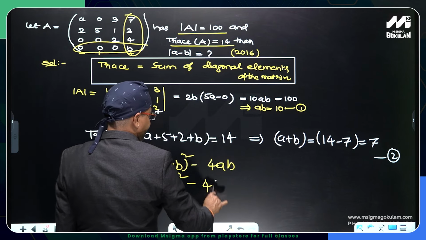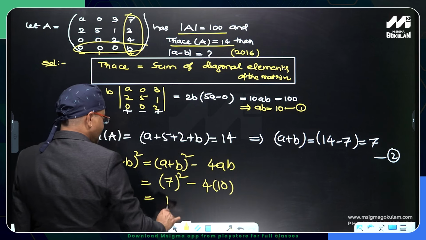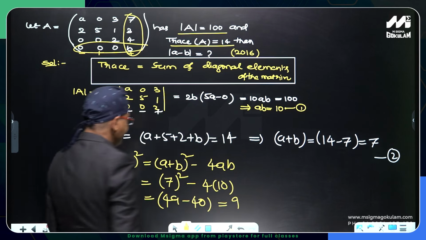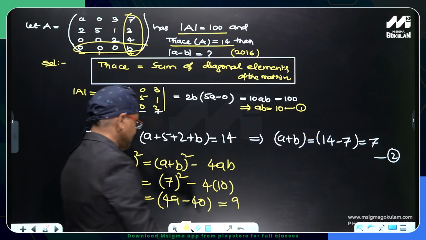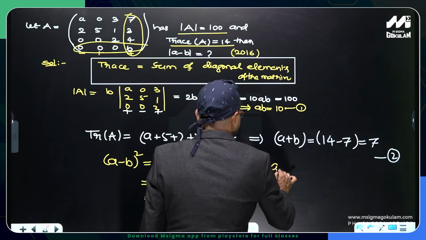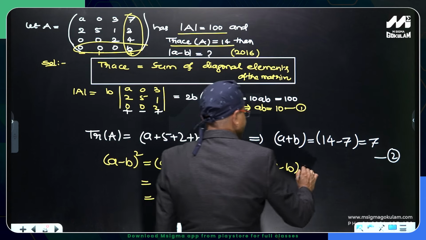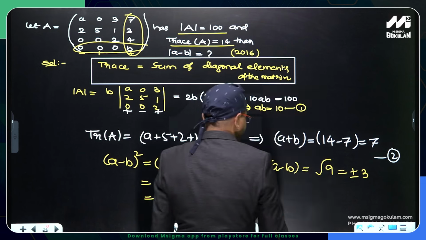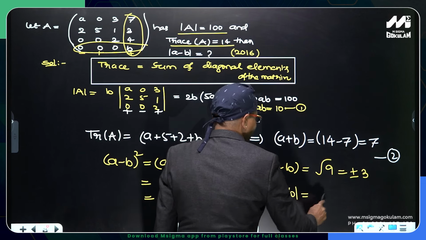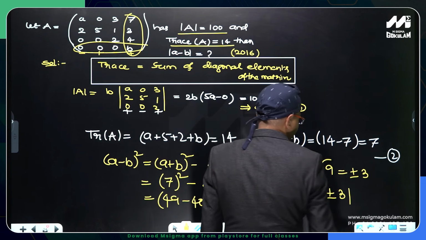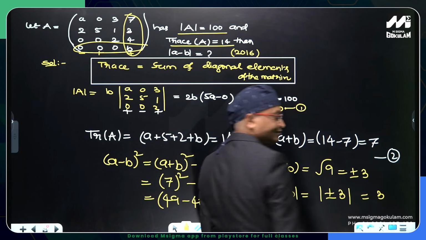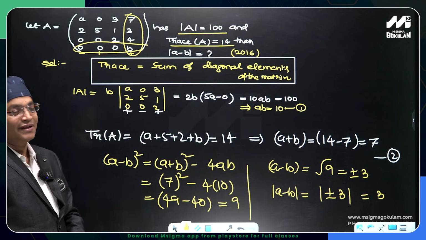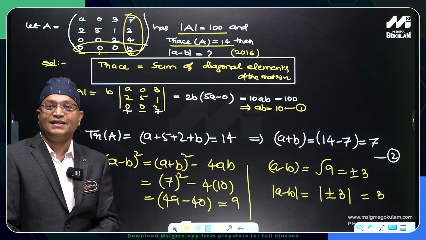4ab, 4 into 10. So, this is 49 minus 40. That means 9. It is a minus b whole square value. Then, a minus b equals square root of 9. That means plus or minus 3. Therefore, modulus of a minus b means modulus of plus or minus 3. It is 3. Whether modulus of plus 3 or minus 3, answer 3. It was given in 2014 for 2 marks.